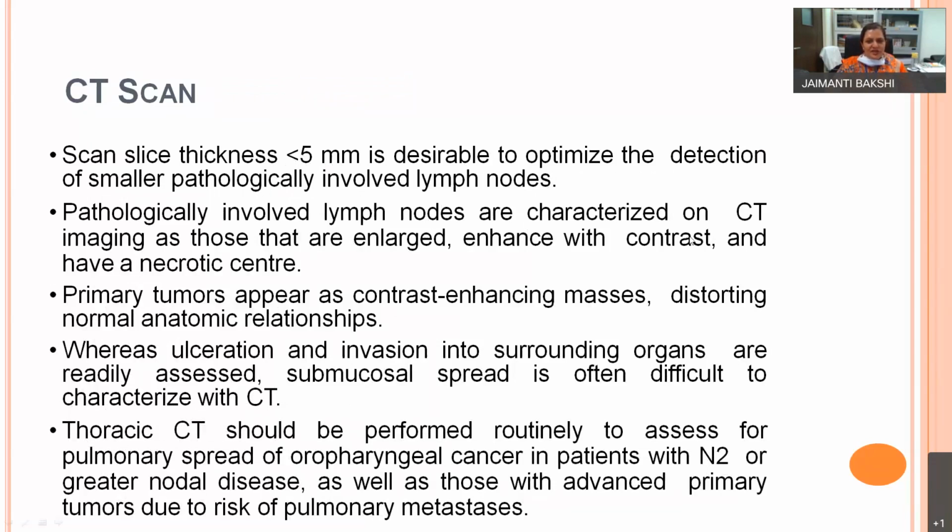Pathologically involved lymph nodes are characterized on CT. They will be enlarged, enhance with contrast, and have a necrotic center. Primary tumors appear as contrast enhancing masses, distorting normal anatomic relationships. Whereas ulceration and invasion into the surrounding organs are readily assessed, submucosal spread is often difficult to see on CT. Thoracic CT should be performed routinely in patients with N2 or greater nodal disease and those with advanced primary stage of the disease.